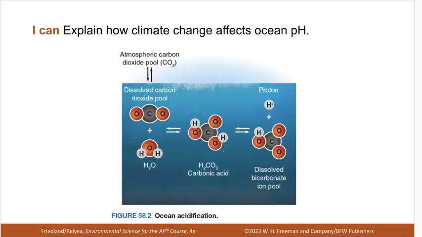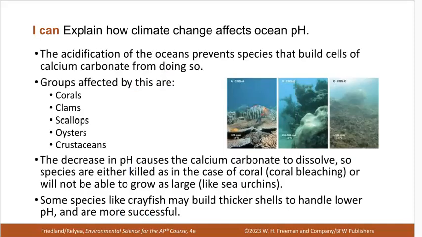Here is our equation about how ocean acidification works. You have CO2 plus water, you get carbonic acid, and it ends up creating a dissolved bicarbonate pool. We'll talk about what that means in a second in terms of APES. You don't have to know the super chemistry part in our class.